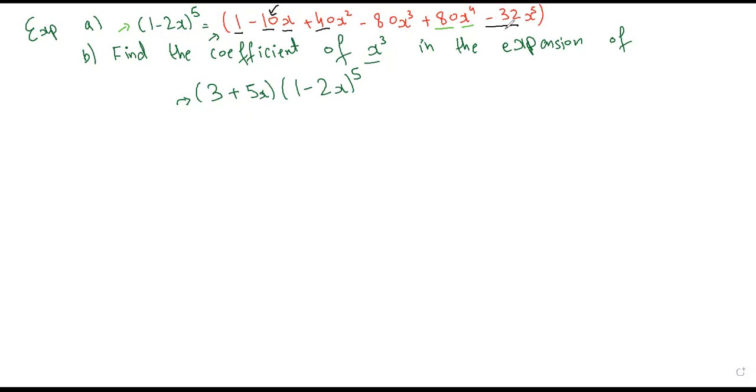Minus 32. 35. Minus 32. Okay, it's 32. All right. So we know what exactly a coefficient is and how to find it. So this time around in part B, we have a different question.